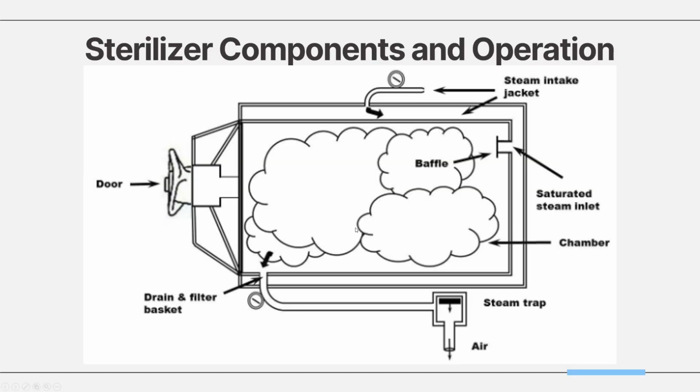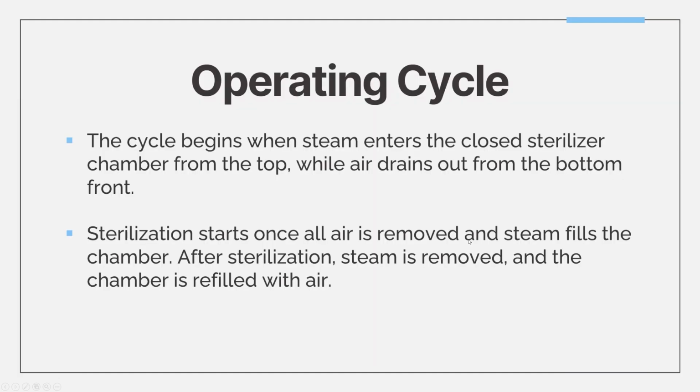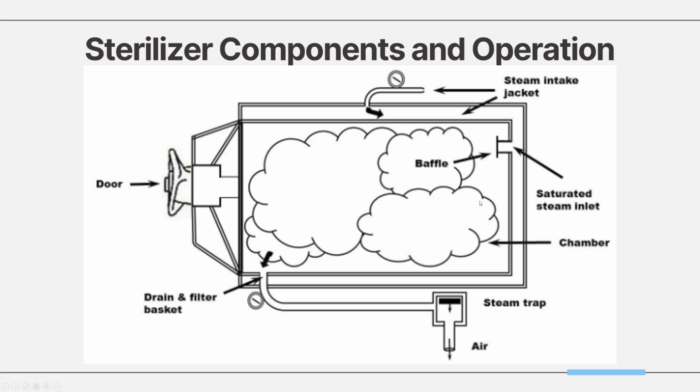So once all the air is out of here, it essentially creates a vacuum, right? So that the steam is much more compact, much more condensed, and giving it higher chances of penetrating all the devices inside the chamber. So after sterilization, the steam is evacuated and the chamber is refilled with filtered air for safe unloading. So this is where the steam would also evacuate.